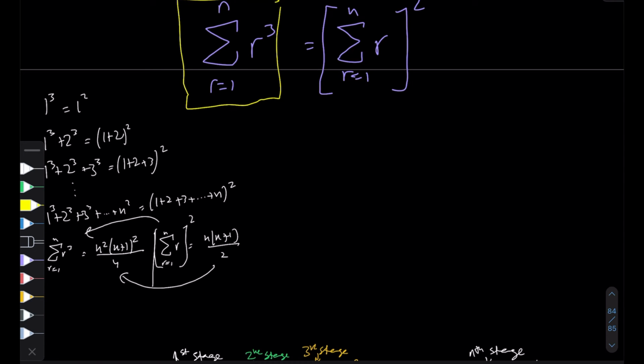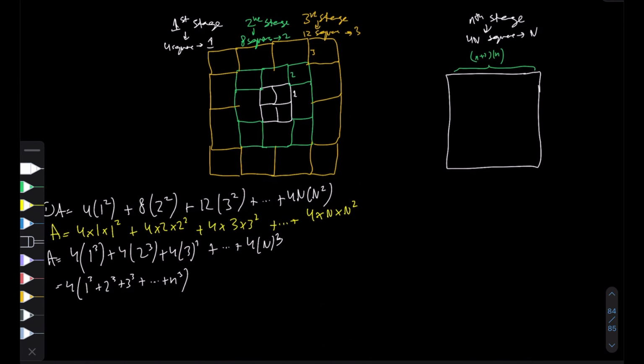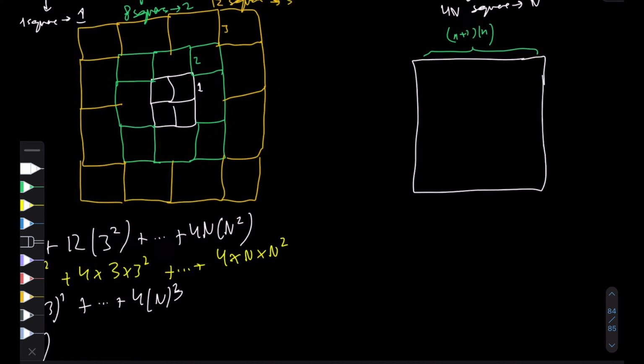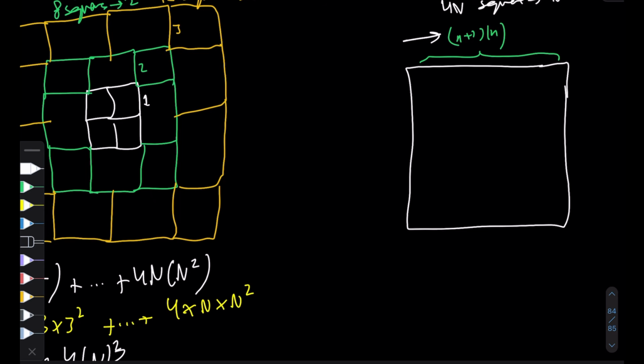Now we need to express the same area in terms of the sum of the first n natural numbers. Now we can look at this square as a whole, and we can try to calculate its area by multiplying its total length by itself. So here we saw that the outermost length was n plus 1 multiplied with n, but if I try to use this, it won't really be of that much use to us.